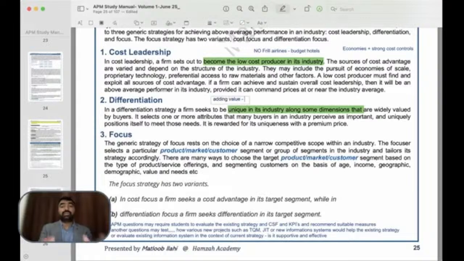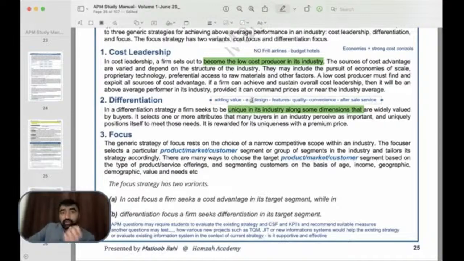And there are different ways of adding value. That adding value can be related to design, to features, to quality, to convenience, to after sale service, to customer service, etc. So there are different ways how differentiation based business models compete.